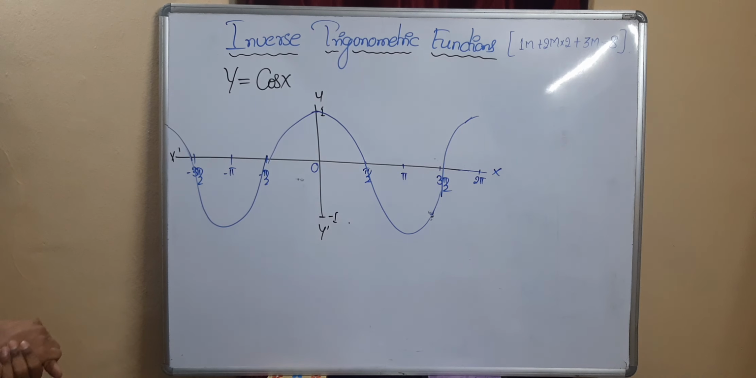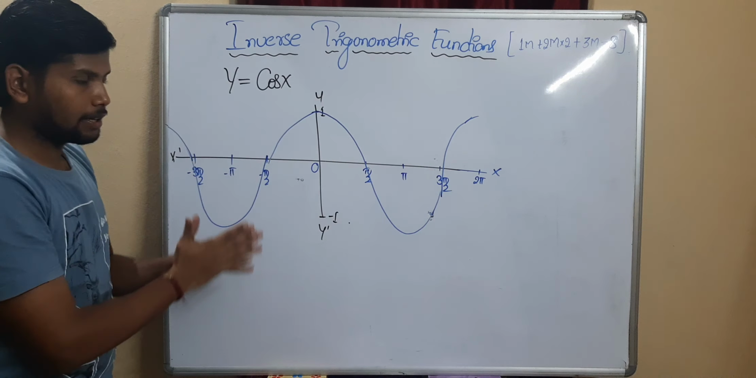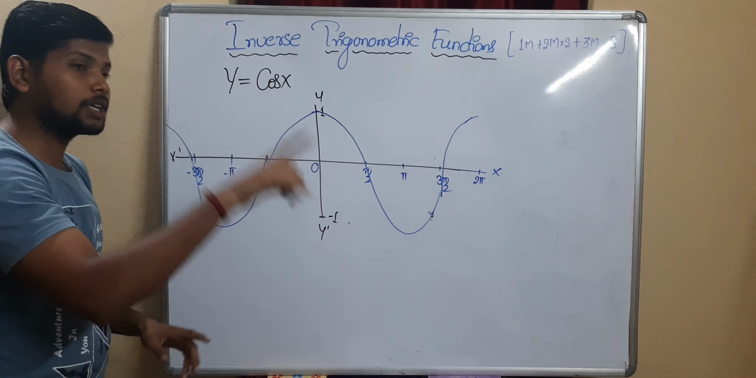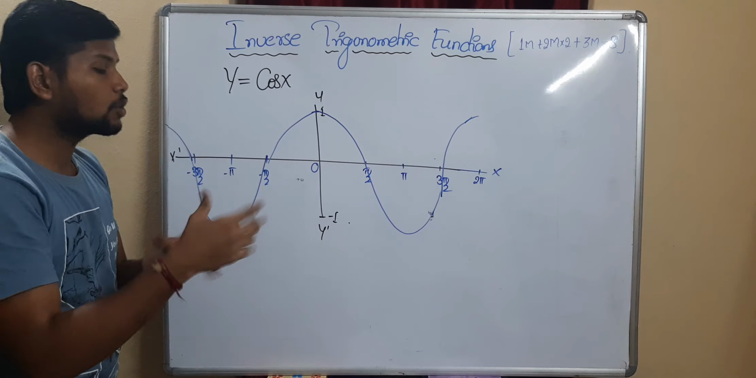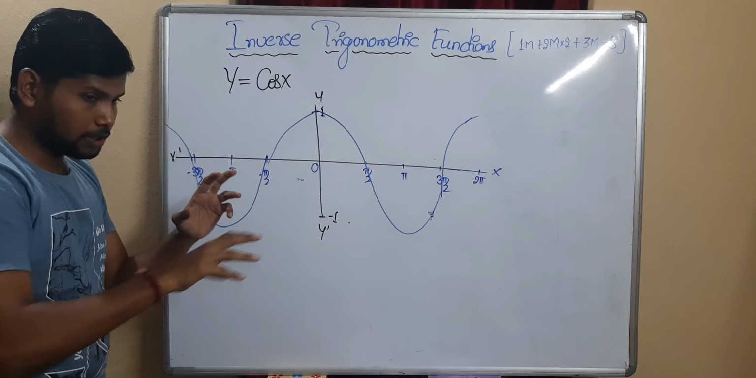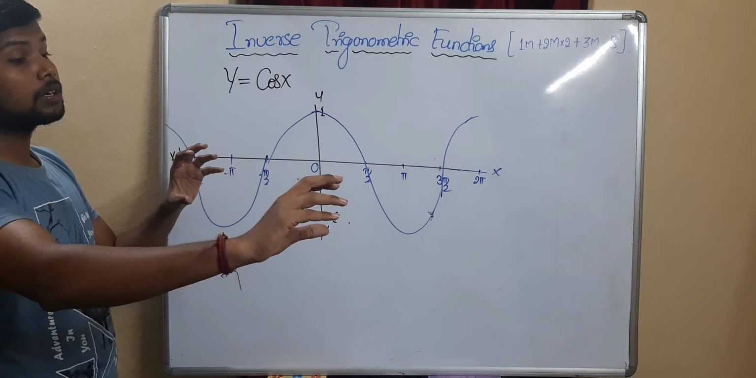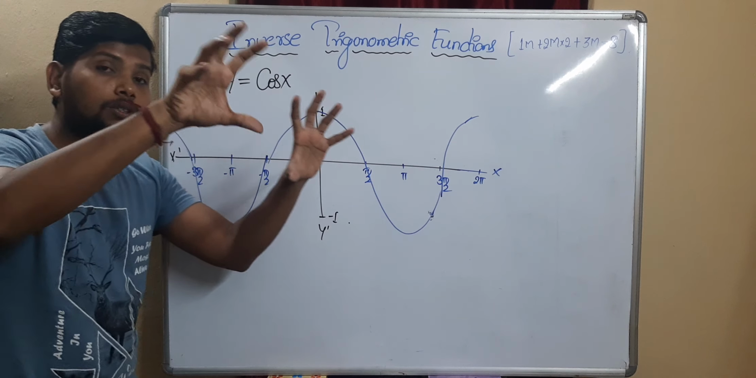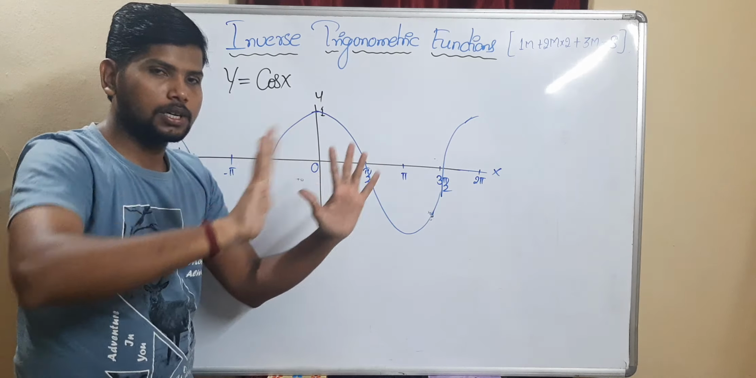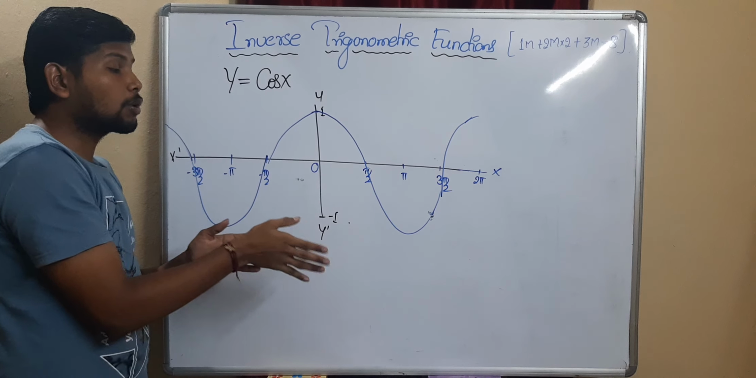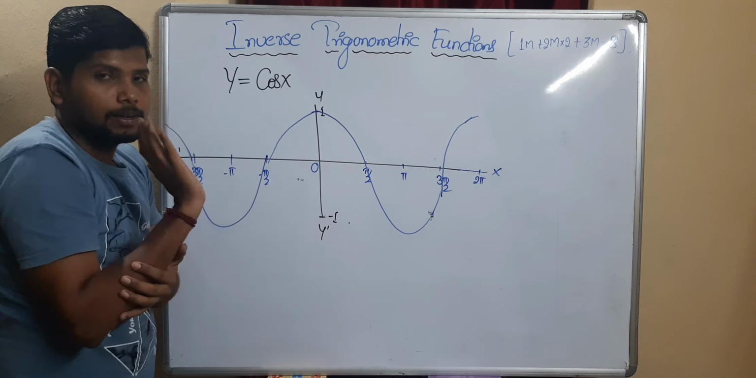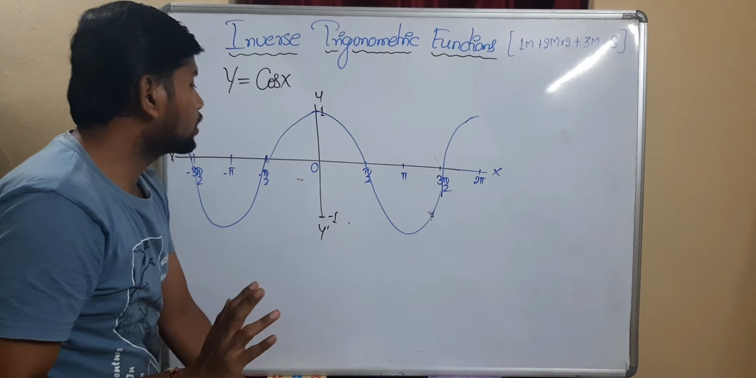Now again you need to think in which angle or in which interval the cos x function is one-one as well as onto. One-one means one to one correspondence between domain and codomain. And what about onto? All the terms in the codomain are having a pre-image. How to understand this one?